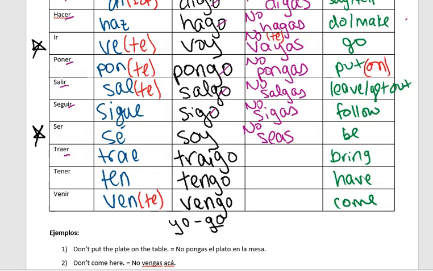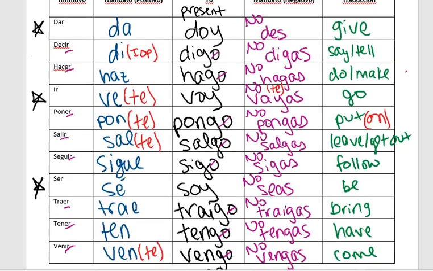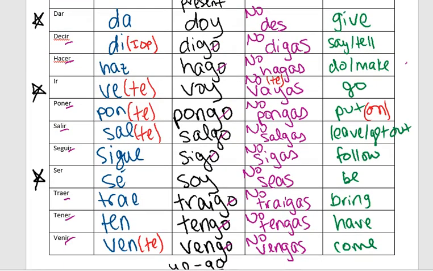Traer is an ER verb, so it has to end in the opposite ending, which is AS, so you have no traigas. Tener is also an ER verb, so same thing, it has to end in the opposite ending AS, so you have no tengas. And lastly, venir, IR verb, opposite ending, so no vengas. So those are the irregulars. Well, you have the three irregulars, and then the rest of them are the yogo verbs.